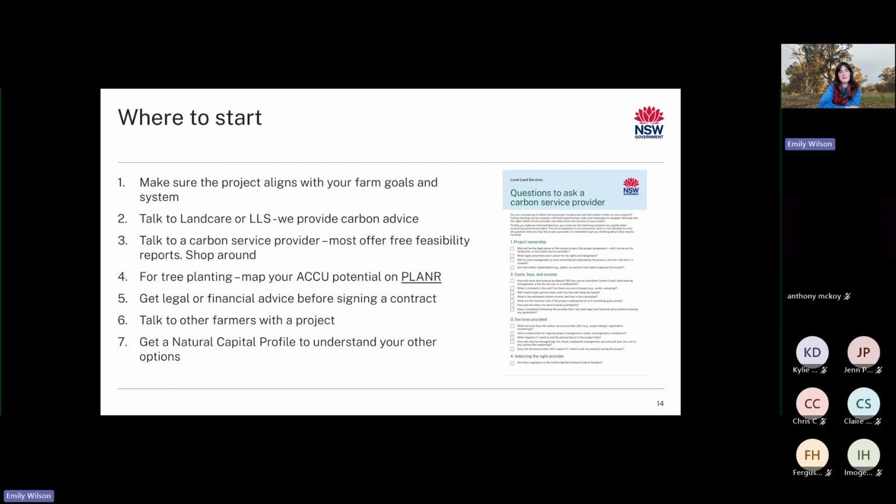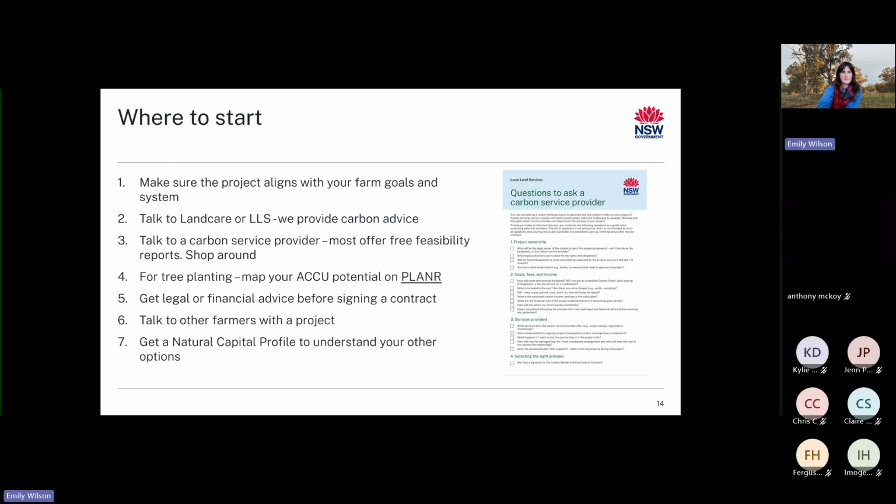For tree planting, you can map where you might want to plant and work out your ACCU potential on a free tool called Planner, which I'll flick up on the screen next. If you're really looking into it, just make sure you read over the contract properly and get legal or financial advice before signing a contract. Talk to other farmers with a project or who've looked into it. And you can come to LLS or Landcare to get a natural capital profile to understand your other options.